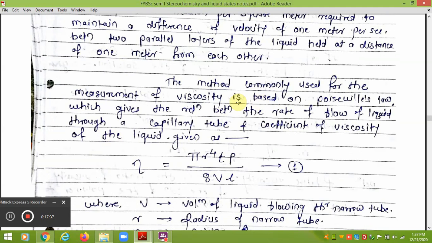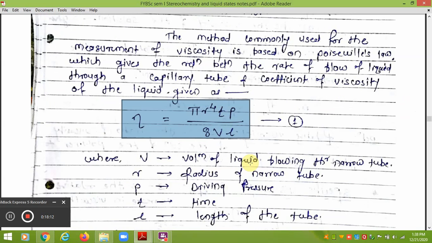And the method which is commonly used for the measurement of viscosity is based upon Poiseuille's law. So this is again a much more important concept. How can we measure the viscosity of a given liquid? The viscosity of a given liquid can be measured with the help of a law called Poiseuille's law, which gives the relationship between the rate of flow of liquid through a capillary tube and the coefficient of viscosity of the liquid by the equation eta is equal to pi r raised to 4 into t into p divided by 8 into v into L.